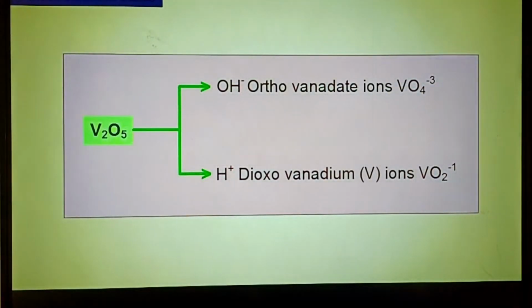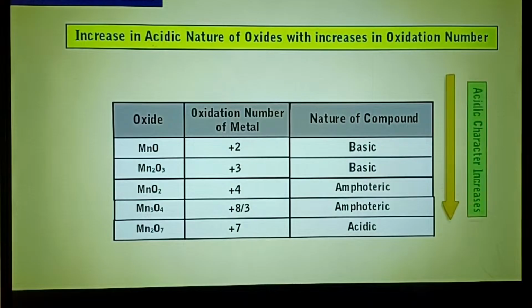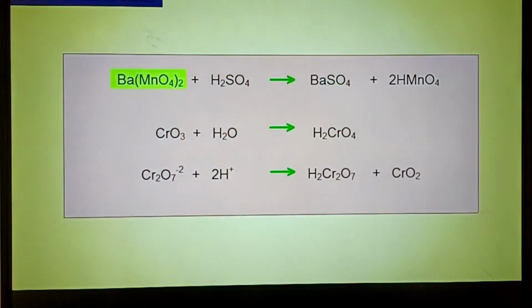Vanadium(V) oxide reacts with alkalis to give orthovanadate ions and with acids to give dioxovanadium(V) ions. In higher oxides, the acidic character is predominant. Thus, manganese(VII) oxide gives permanganic acid, while chromium(VI) oxide gives chromic acid and dichromic acid.